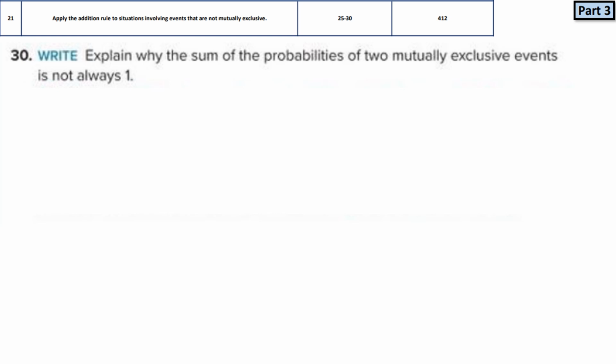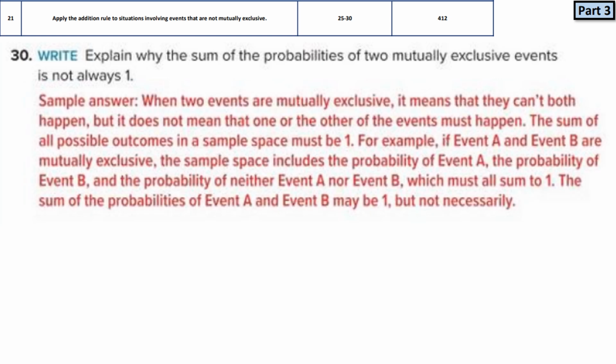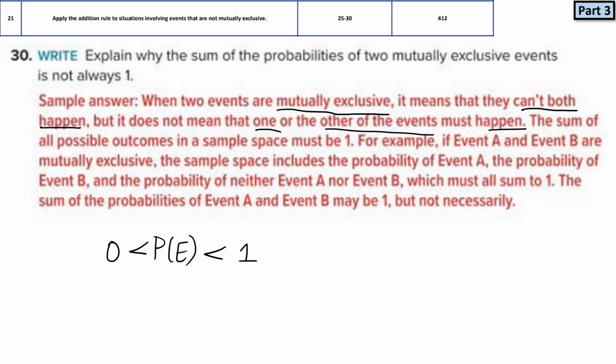So here you need to explain why the sum of the probabilities of two mutually exclusive events is not always 1. So I want you to recall, if we have mutually exclusive events, by definition, they cannot happen together. So both the events A and B, which are mutually exclusive, cannot happen together. But that does not mean that one or the other of the events must happen. Okay, so this is something you have to remember. The sum of all possible outcomes in a sample space must be 1. Remember, the probability of an event E always lies between 0 and 1. So at the maximum it can be 1, or it can be less than 1, but it cannot exceed 1.